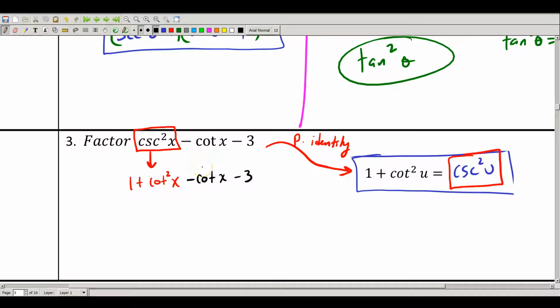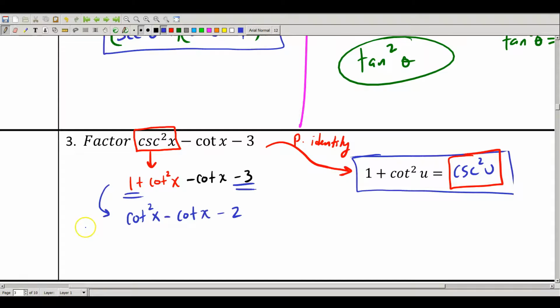Okay, so we make a substitution because those two things are equivalent. Now, let's rewrite this and simplify our terms. We have a plus 1 here and we have a minus 3 here. So we're putting this into standard form, if you think of it like a quadratic type of expression. 1 minus 3 is negative 2. So I'm going to rewrite this as cotangent squared x minus cotangent x minus 2.